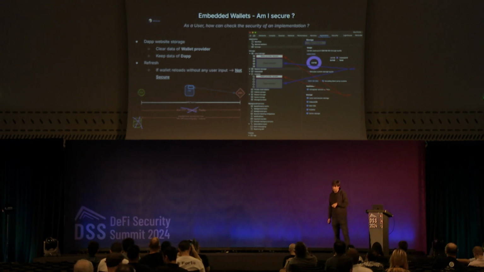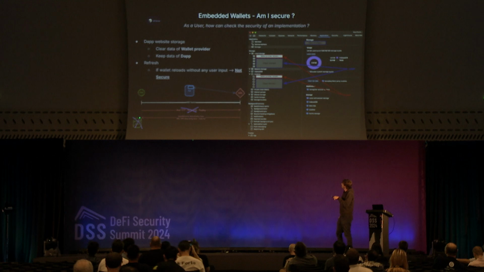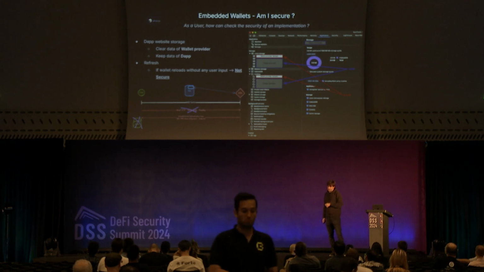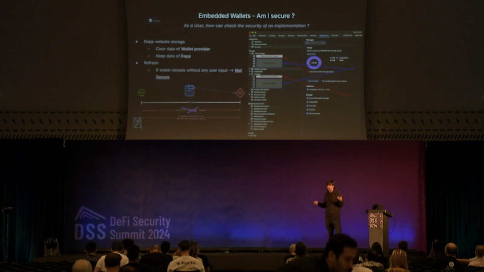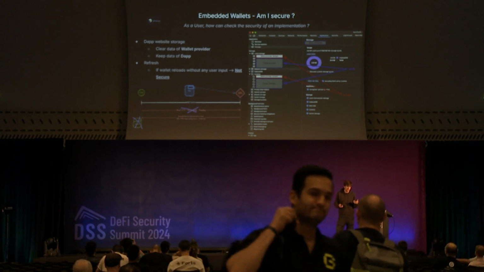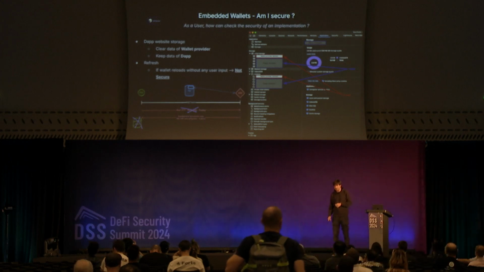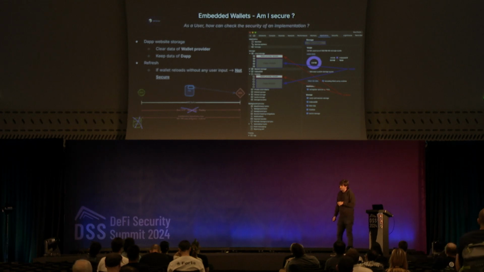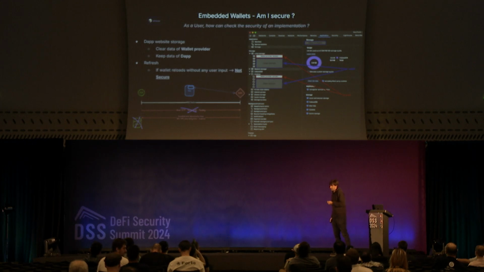So what you want to do is clear those storages, so you simulate that you changed device or that you don't have the authentication token anymore. Then you just refresh the page. And if you see that the wallet is loaded again without you as a user having to input any secret, that means that the dApp has all the information needed to recover access to your wallet without any information from you. And so that's a problem.